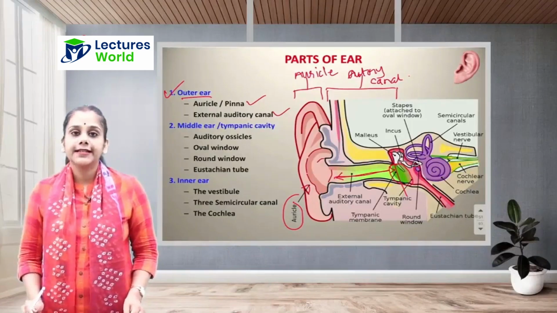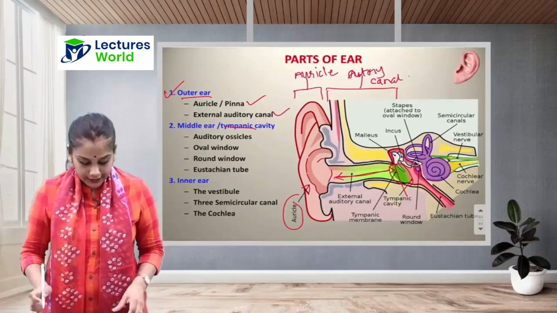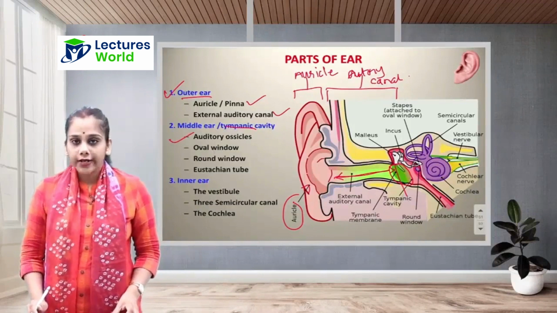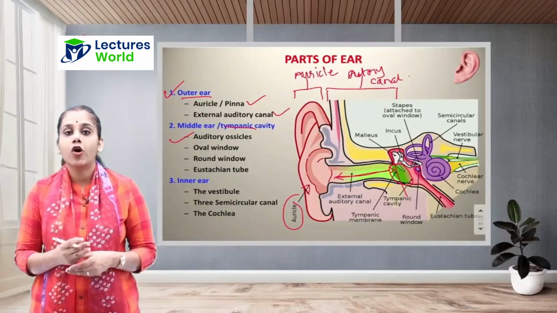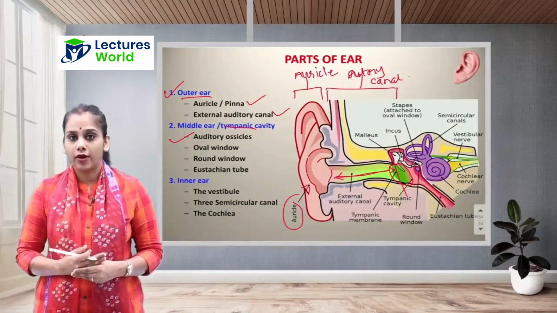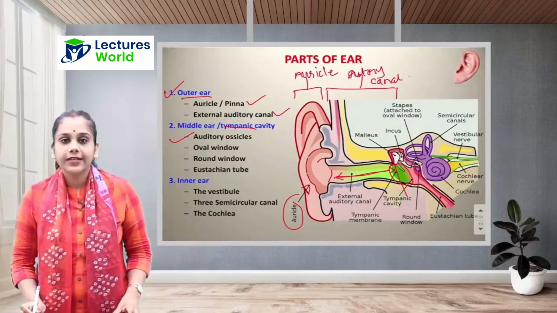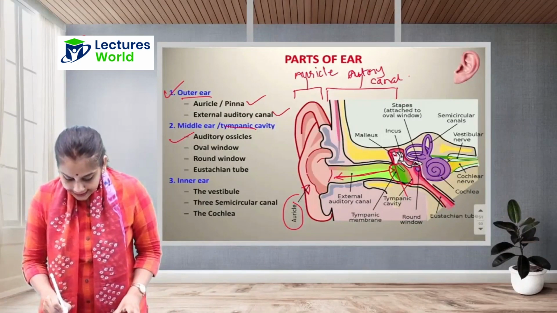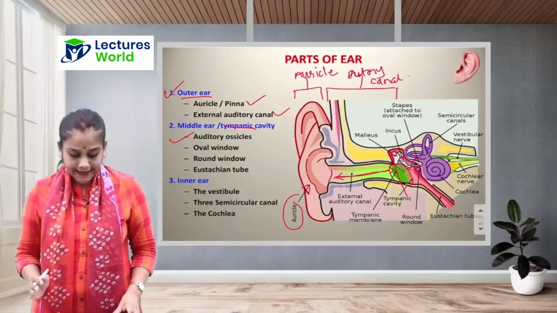Now the second portion is the middle ear, also called the tympanic cavity. In it are the auditory ossicles. In the middle portion there are three small bones, the smallest bones, called ossicles. The auditory ossicles are the malleus, incus and stapes. Three bones make up the auditory ossicles.